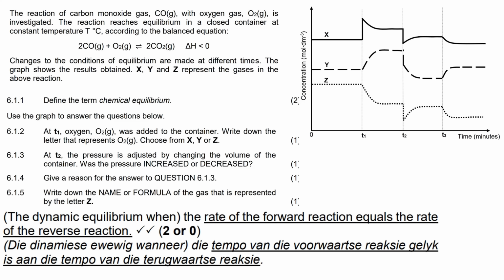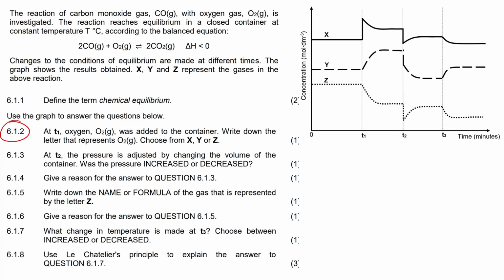They're looking for the underlined words. It's when the rate of the forward reaction equals the rate of the reverse reaction. At T1, oxygen was added to the container. Write down the letter that therefore would represent oxygen. So you can see that at T1, only this one gets increased immediately like that. So that must be oxygen. So oxygen will be X.